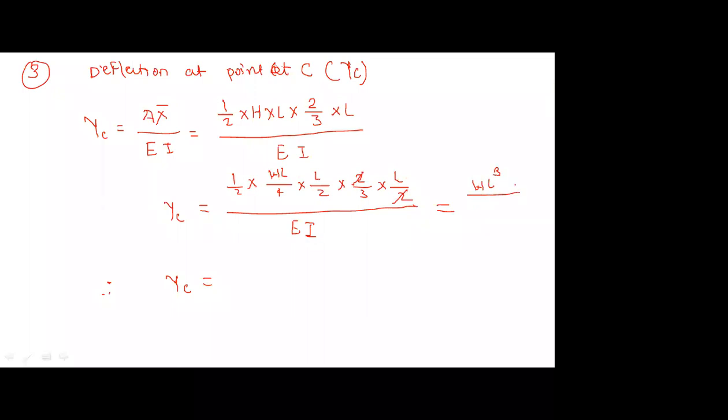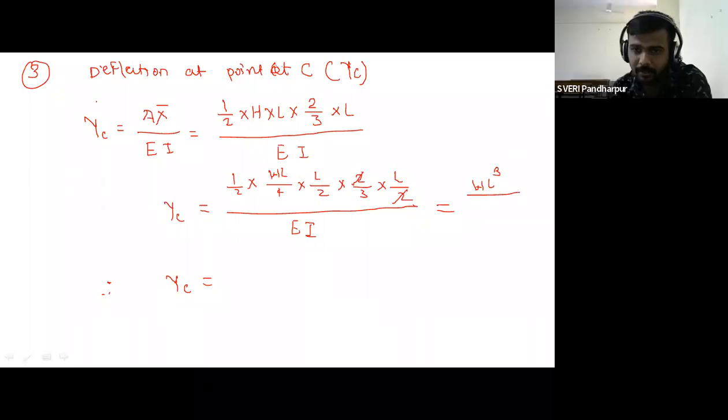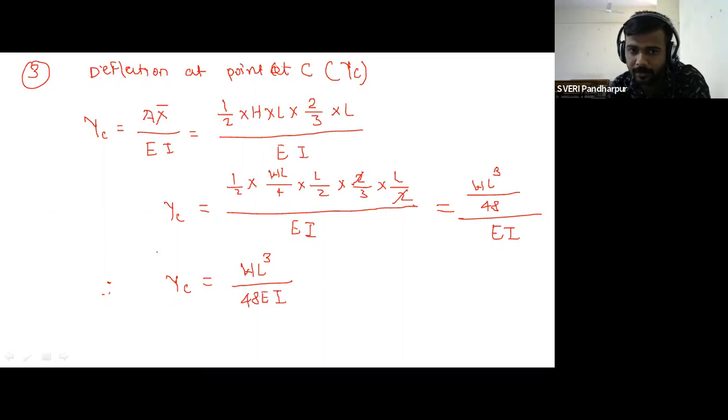Cube divided by, what is the multiplication? So here 3 into 2 is 6, 6 into 4 is 24, 24 into 2 is 48, divided by total EI, and this formula becomes WL cube upon 48 EI.